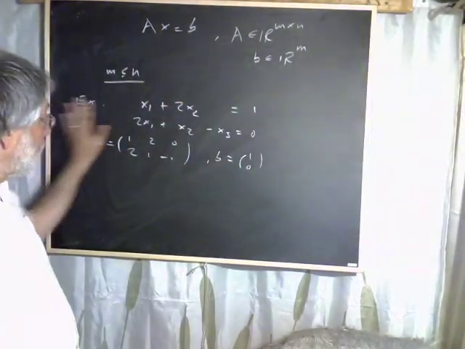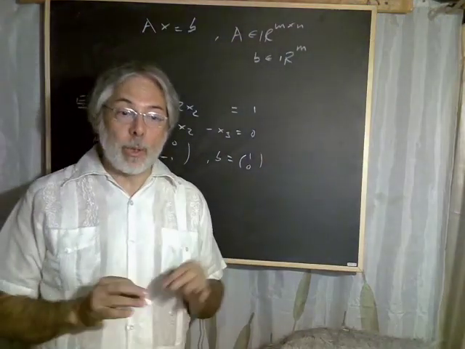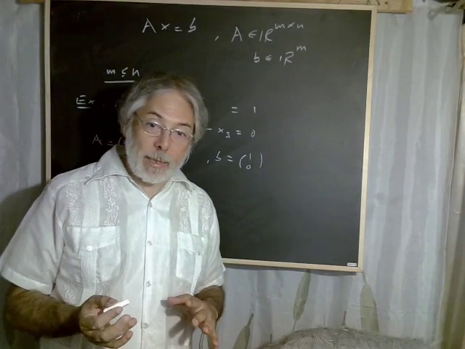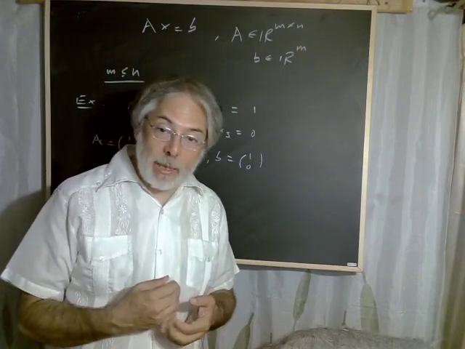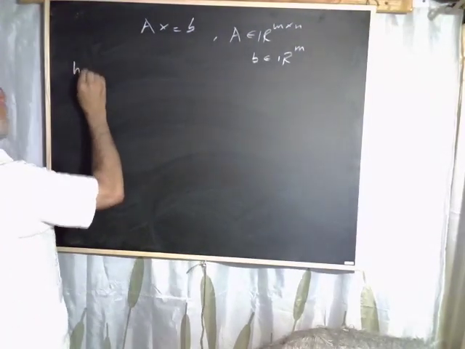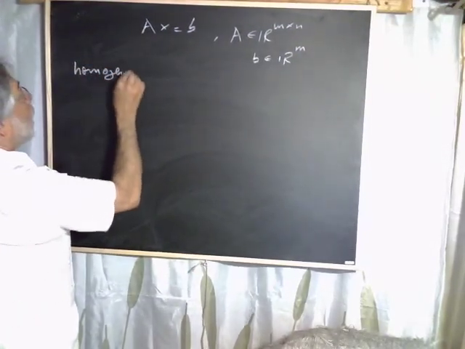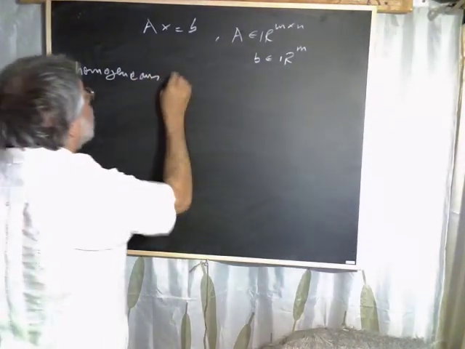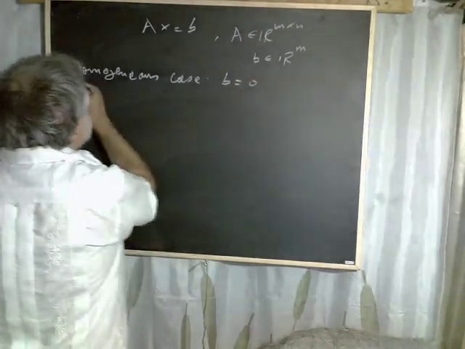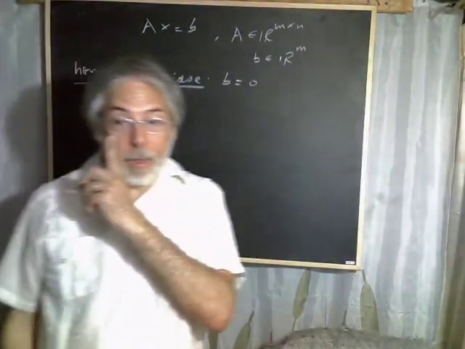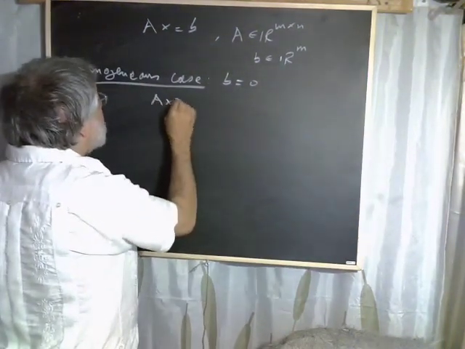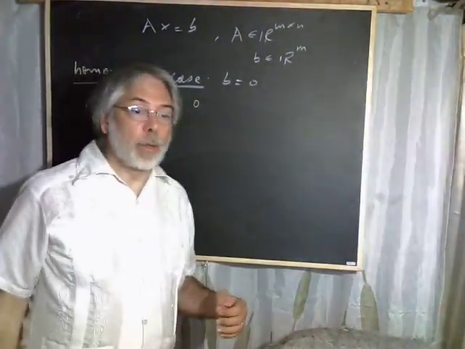This is just our example that we're looking at, and now we're going to say something about two different kinds of right hand sides. Namely, the homogeneous case is when the right hand side is 0, b equals 0. So we have the equation Ax equals 0, and we want to solve this.